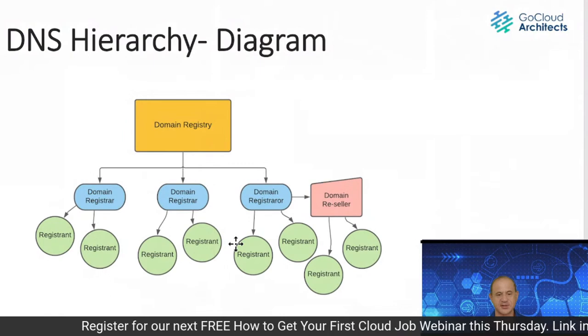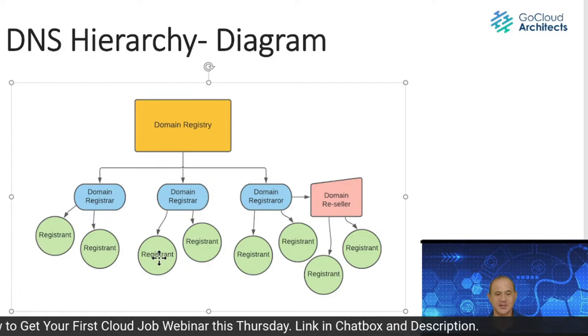Now, let's look at this. You can see you've got the domain registry. You've got the people we buy our domains from. And then these are us, the people that buy domains. See, now you know how that works.